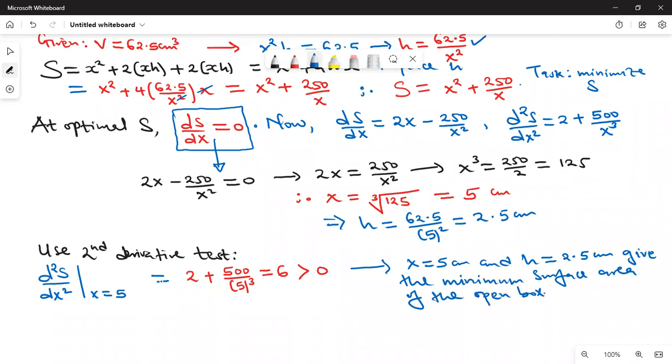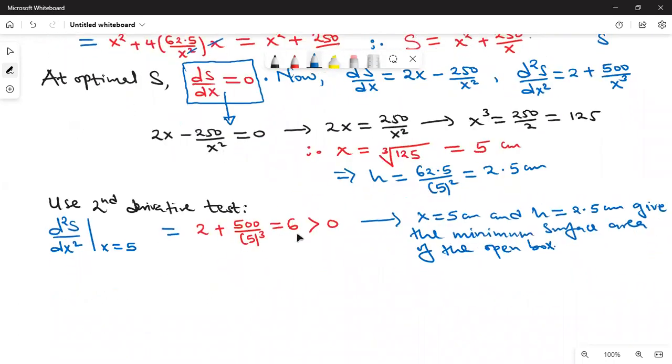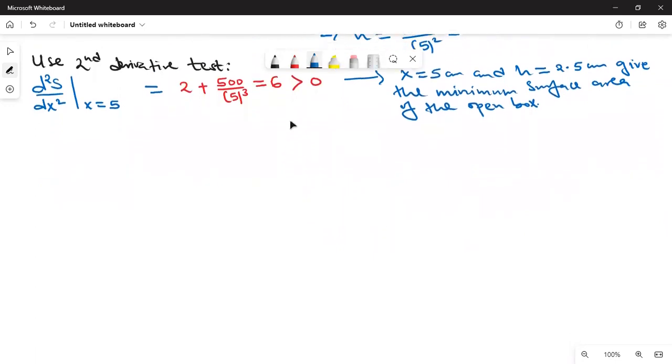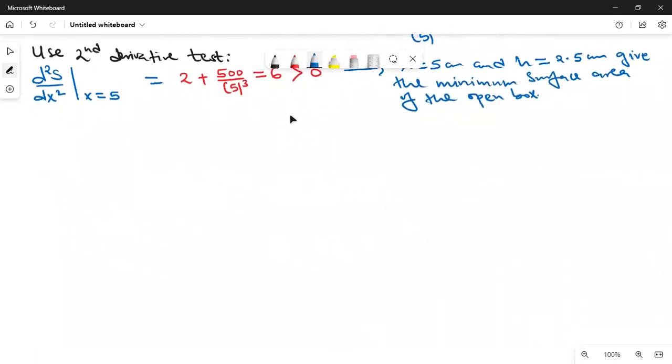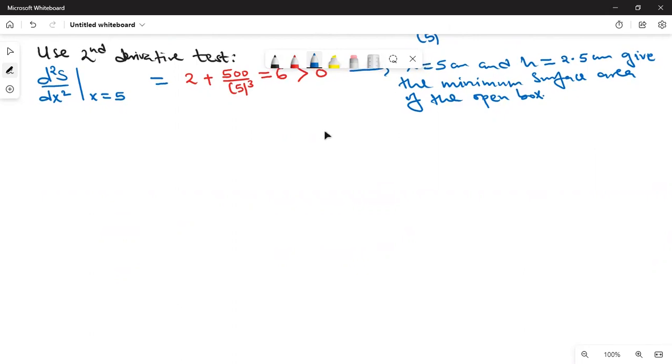So we have now shown that if we use x to be 5 and h to be 2.5, then we are going to minimize the amount of the material used to make the box. So that is the first question. Another question is this one. Let me write it. So you can write example number 2. Example 2.